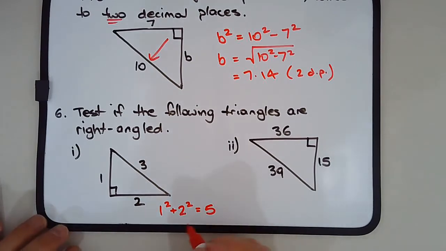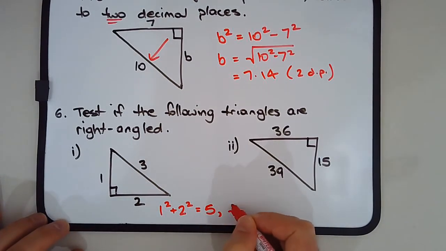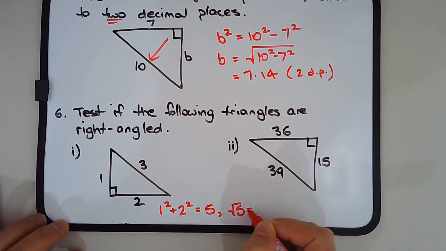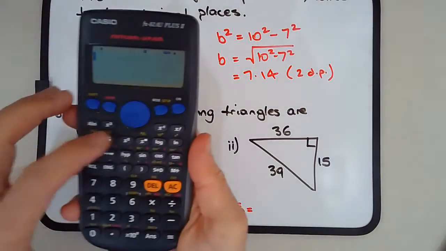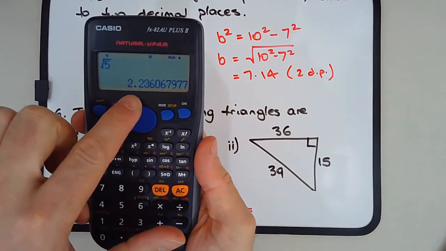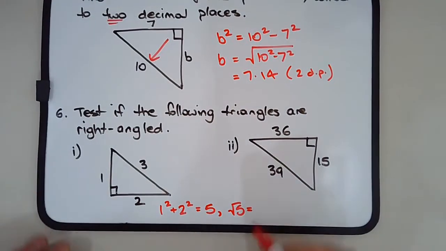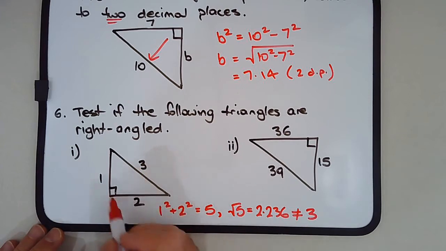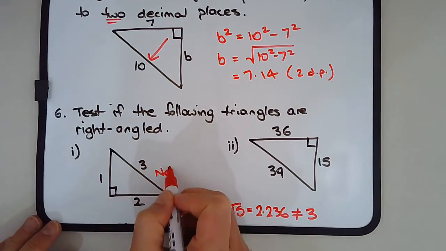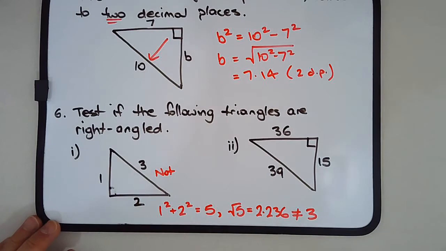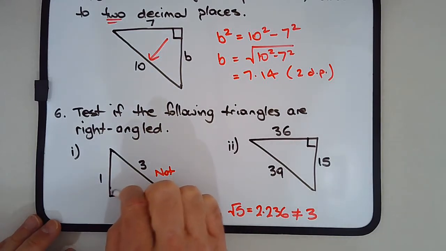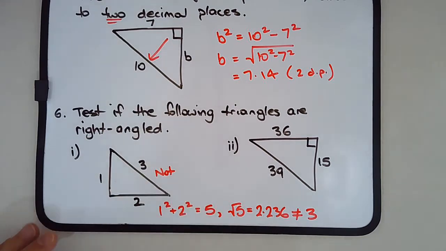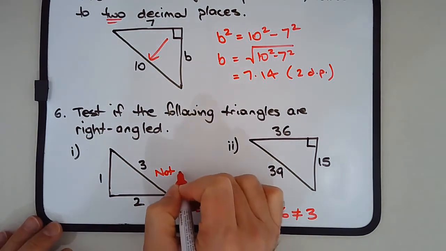If we take the square root of 5, does it equal 3? Let's try. Square root of 5, you get 2.236, which does not equal 3. So this one is clearly not right angled. We can't actually show this symbol here. So that was wrong to even put it there in the first place. So this is not right angled.